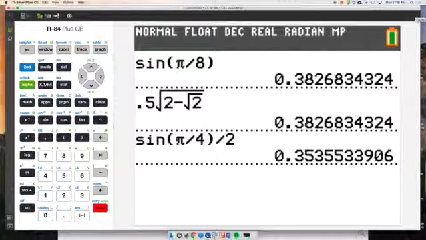Now, if you were to just take the sine of π/4 ratio, square root of 2 over 2, and take half of it, you don't get the same thing as half the angle. So to get the sine value of half the angle, you can't just take half the ratio of the bigger angle.